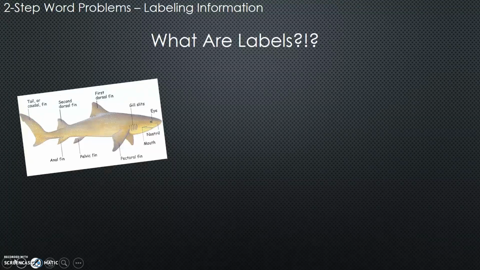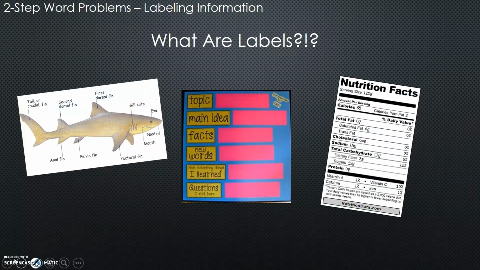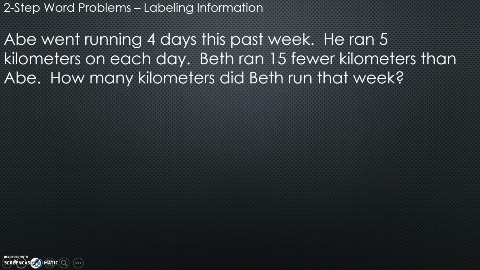Labels can tell you the parts of something, like this shark. Labels can organize your thinking, like in a story map: the topic, the main idea, facts. Labels can even tell you what's in something, like nutrition facts, things you should look at to see if what you're eating is healthy. So let's talk about how we can use labels in our word problems.